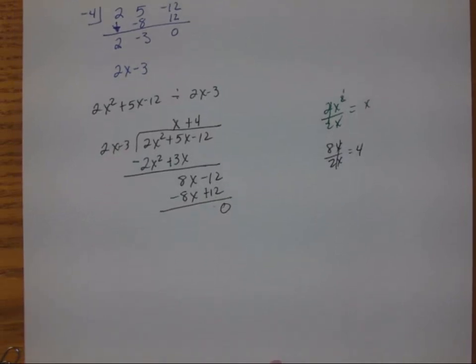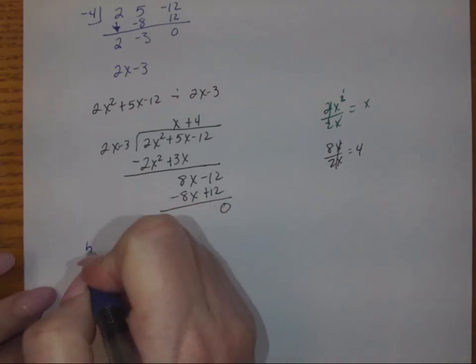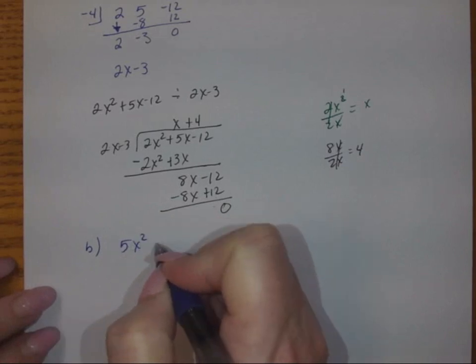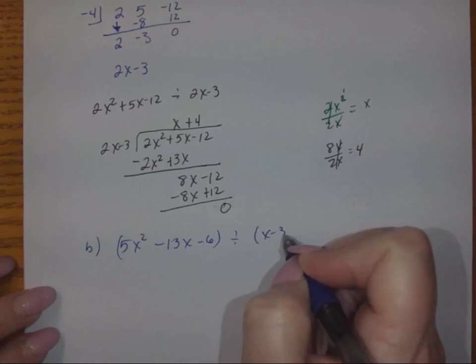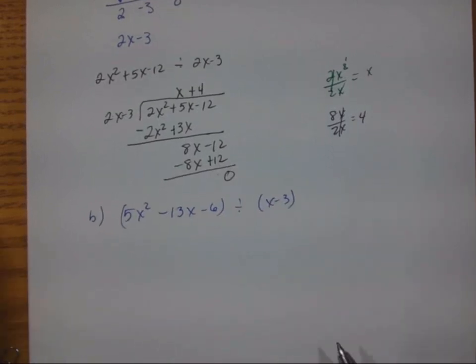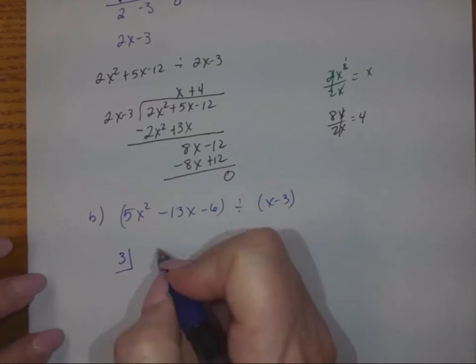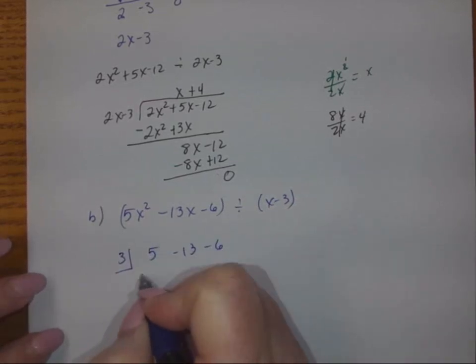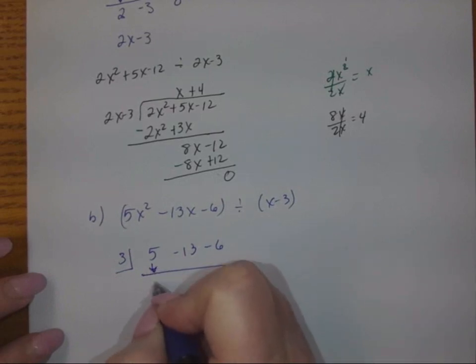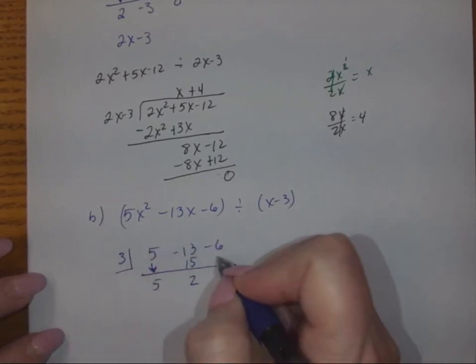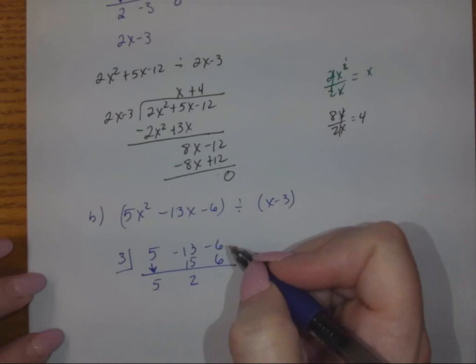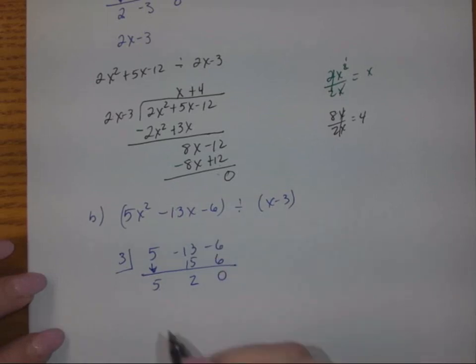All right, let's do a problem that has a remainder. So here is part B. If we have 5x squared minus 13x minus 6 being divided by x minus 3, we are again going to use synthetic division. So I'm going to put my 3 in the box. 5, negative 13, negative 6. Bring down the 5. 5 times 3 is 15. 15 minus 13 is 2. 2 times 3 is 6. And 6 minus 6 is 0. So we end up with 5x plus 2.